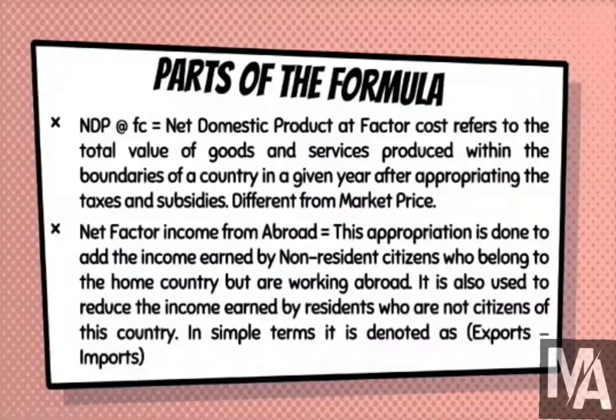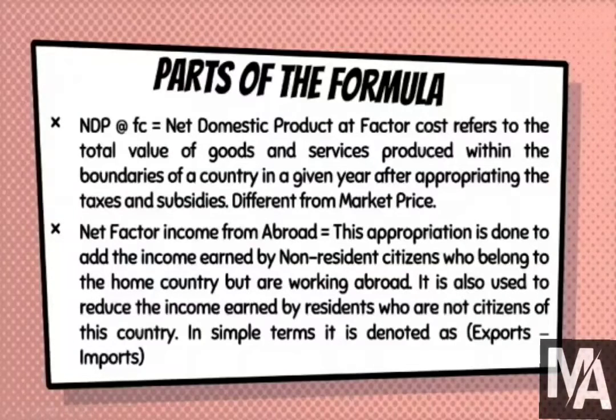NDP at factor cost refers to the total value of goods and services produced within the boundaries of a country in a given year after appropriating the taxes and subsidies. This is different from market price. Whenever a product is sold including taxes and without subsidies, that is called market price.